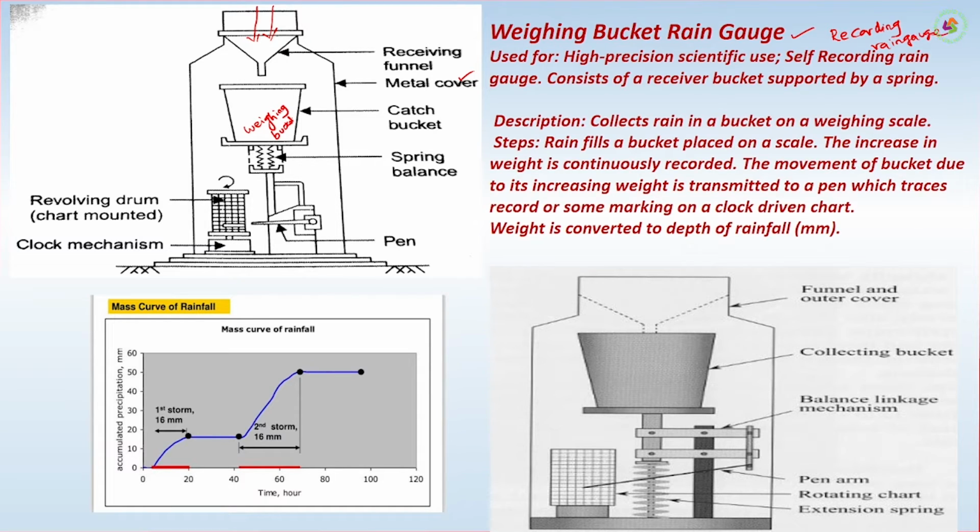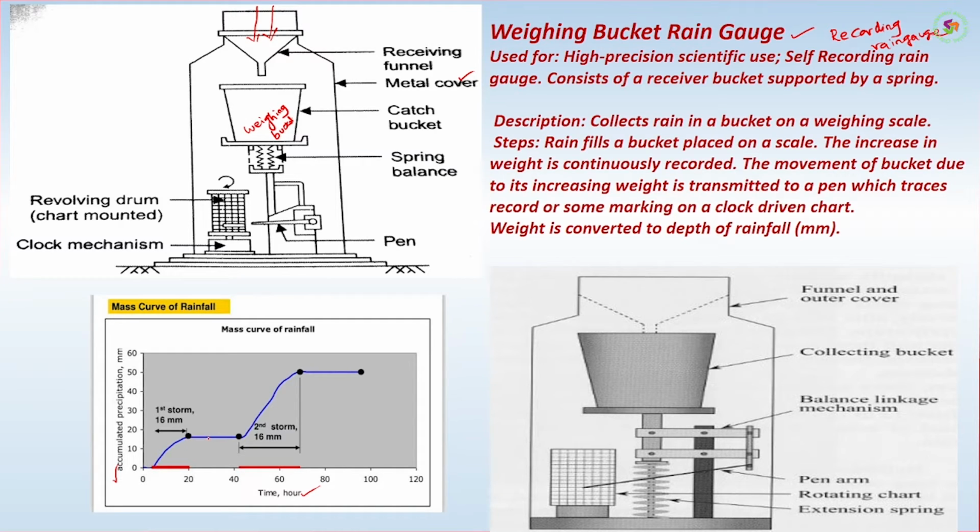When it goes down, there will be a connection to a pen, and there will be a rotating drum where a graph sheet is attached. On the graph sheet, depending on the weight, the pen will be moving. So this is how it comes. For example, what is the graph I have drawn? Between time versus accumulated rainfall. Because of the weight, it is slowly moving up.